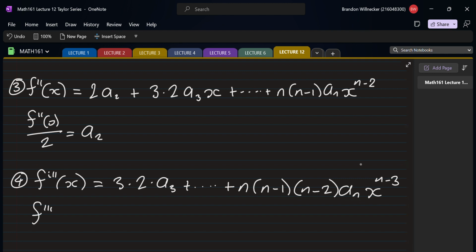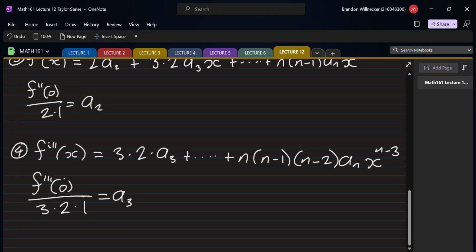So f triple prime at 0 over 3 times 2, and we can write that as 3 times 2 times 1, is equal to a3. And before, we could write it as 2 times 1. Now, if we look at this last term, we see the pattern here. n times n minus 1 times n minus 2. If we continue this, then this will end up being n factorial.